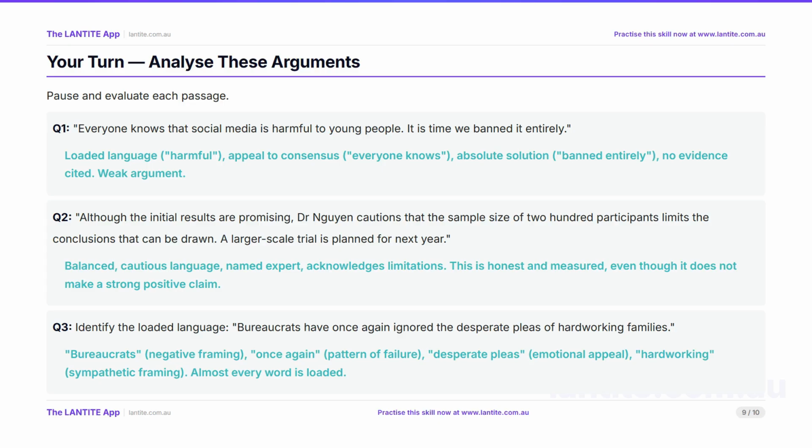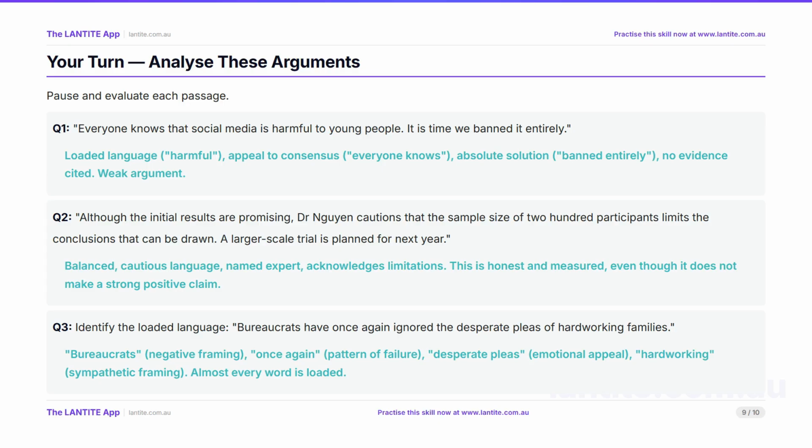Question 2. Although initial results are promising, Dr. Nguyen cautions that the sample size limits the conclusions. This is balanced and cautious. It names an expert, acknowledges limitations, and does not overclaim. Even though it does not make a strong positive case, the honesty makes it credible.